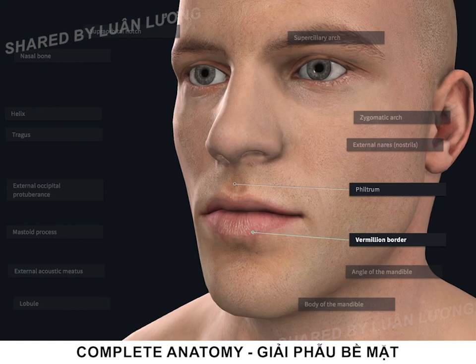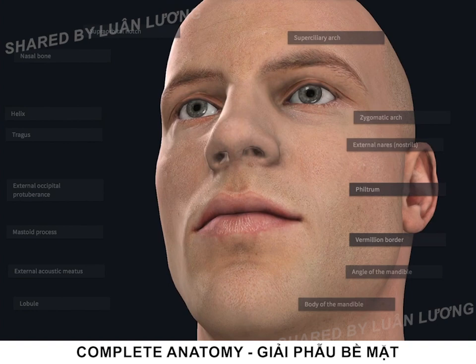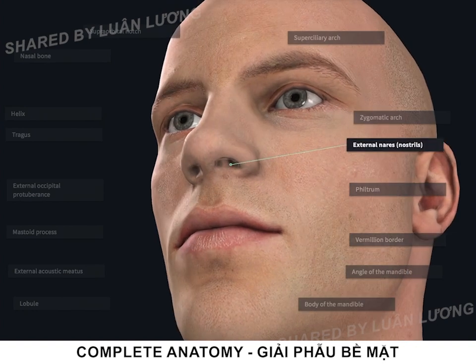And this is known as the vermilion border, and it may be more or less pronounced in different individuals. Superiorly to the upper lip, we're going to have a small depression or indentation in line with the nose, and this is the philtrum. The philtrum is going to lie in the midline to either side of the openings to our nasal cavity, the external nares, otherwise known as the nostrils.